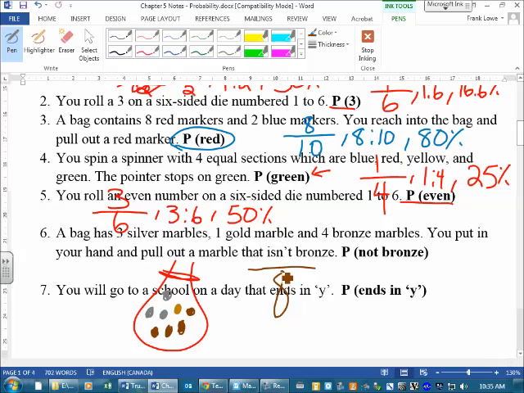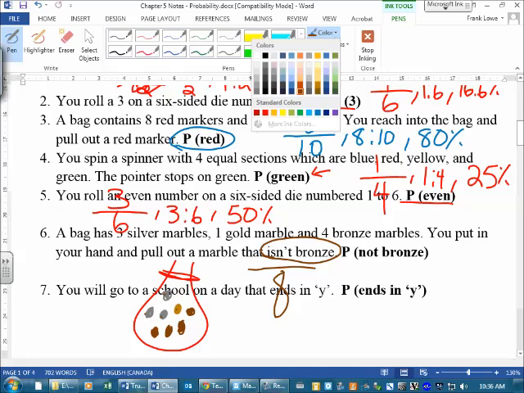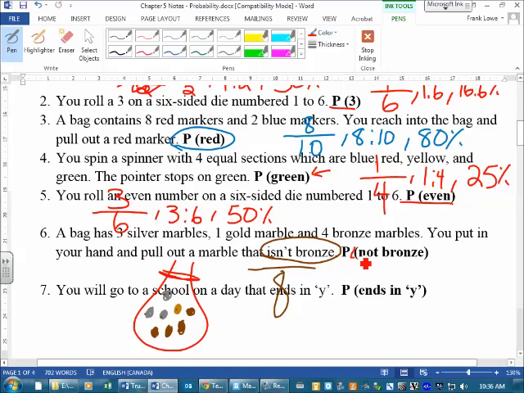Now, this is kind of a tricky one because it says when you reach in there to pull out a marble, what is the probability that you're going to pull out a marble that isn't a bronze? So how many of those aren't bronze? 1, 2, 3, 4. 4 of them. Oops, I'm kind of messy here. Let me change colors. 4 of them. So 4 out of 8. That's our probability. And that gives you, as a ratio, 4 to 8, or 50%.